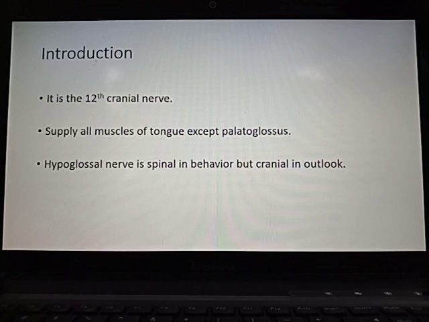And the hypoglossal nerve is spinal in behavior but cranial in outlook. It means it lies in a series with the third, fourth and sixth cranial nerves and the ventral root of the spinal nerve. It represents the fusion of the ventral roots of the 3 or 4 pre-cervical nerves, and the dorsal root of which disappears entirely with eventual loss of the sensory component. Therefore, the hypoglossal nerve is spinal in behavior but cranial in outlook.